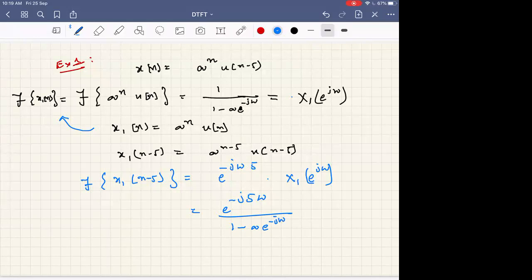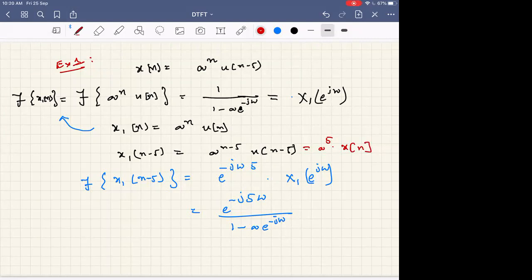But what is x of n? So here, how is it related to x of n? If I want to relate x1 of n minus 5 and x of n, how should I relate? Can one of you tell? A power 5 into x of n gives x1 of n minus 5. So x of n we have to write. Do we find a power 5 or a power minus 5 here? A power 5, sir.